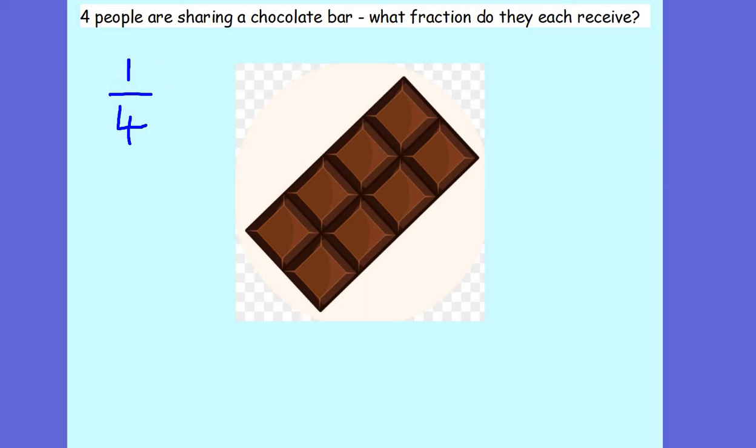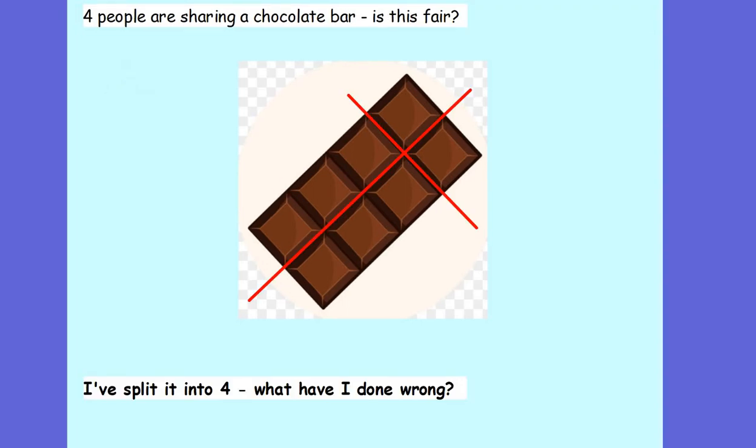So, I've taken my chocolate bar, I've divided it between 4 people, maybe it's Dan, Ione, Zara and KJ, and I've shared it like this. What have I done wrong? What's not fair about the way I've shared this out? I've shared it between 4, and we said that each person gets 1 of those 4 bits, but this just doesn't seem fair. What's wrong about it? Have a little think.